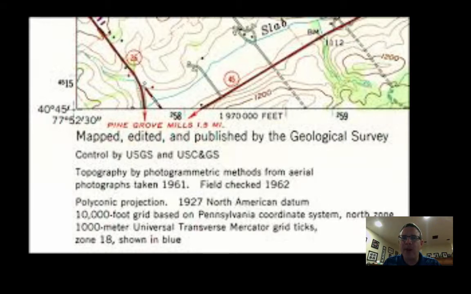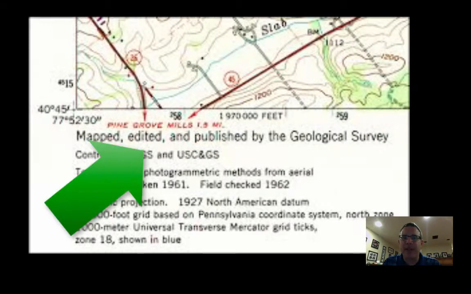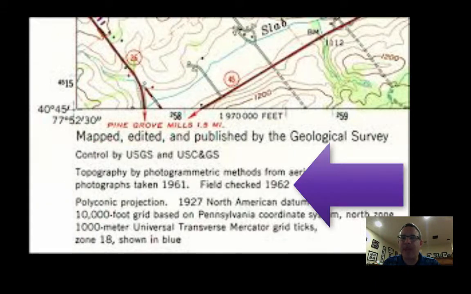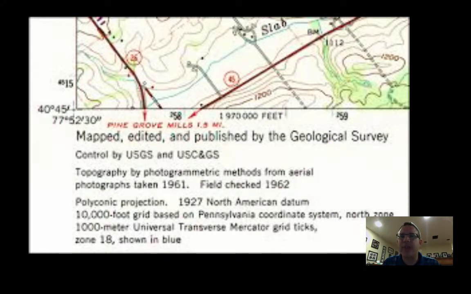On the lower left-hand side of the map, it tells you when this map was edited, who it was published by, and gives you years when pictures were taken and then when things were field checked. Sometimes aerial photos are used first, the maps are designed, and then they send people out into the field to go back and check and make sure everything is actually as they think it's supposed to be.